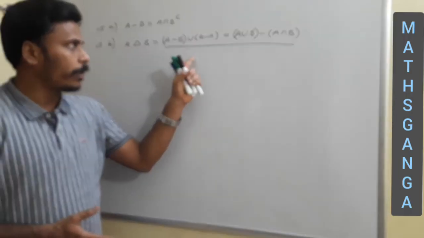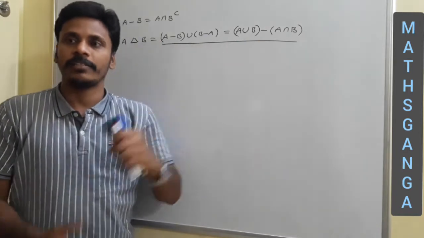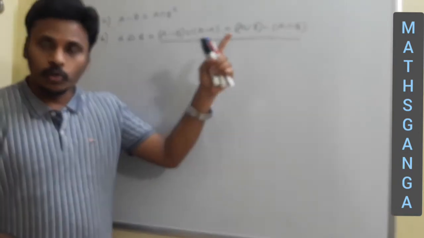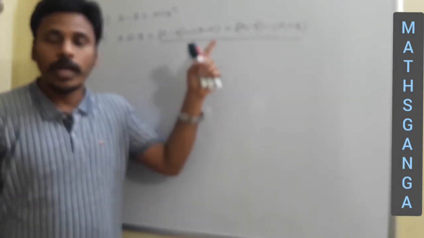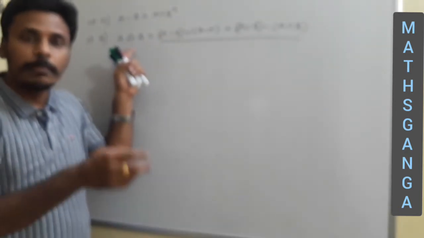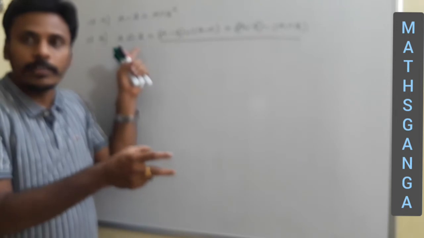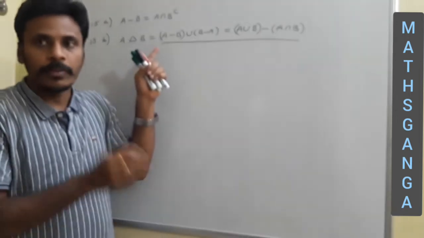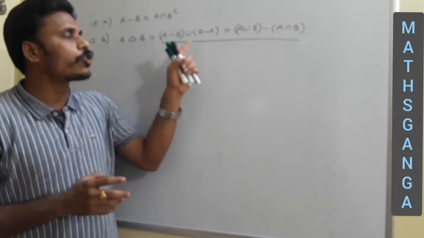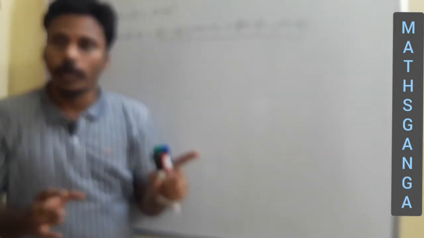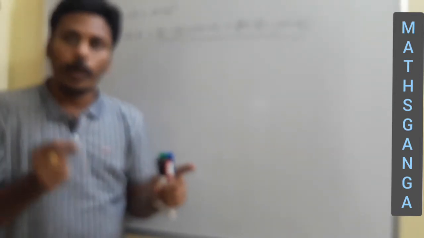A minus B union B minus A, and A union B minus A intersection B. Those two are equal, and already we know that those two are equal to A delta B. A delta B is the basic notation for the symmetric difference between A and B. Now our part is showing these two as equal by sketching their corresponding Venn diagrams.